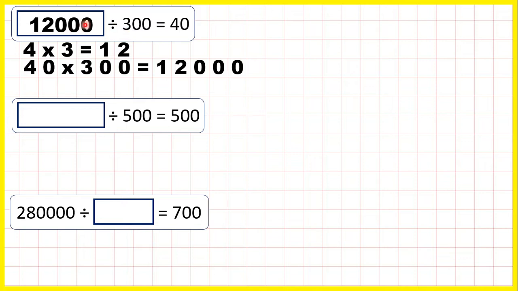And we can see from the division question that if we cancel the two end zeros, we get 120 divided by 3, which is 40.